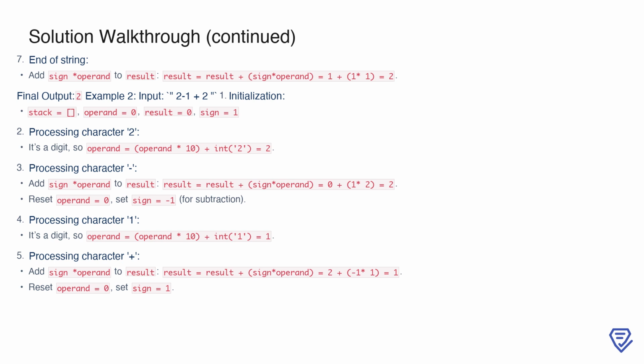Next, we process the character 1, which is a digit, so the operand becomes 1. When we encounter the plus character, we again add sign * operand to the result, which now becomes result = 2 + -1 * 1 = 1. After this, we reset the operand to 0 and set the sign back to 1 for addition.